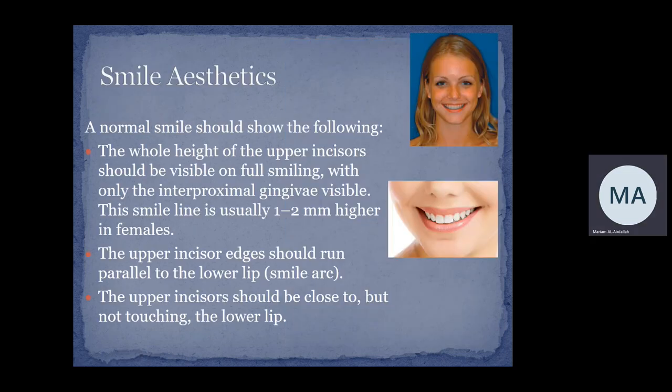Right. Smile aesthetics is another thing to look at during extraoral examination. During full smiling, the patient should show the full clinical length of the crowns of the upper incisors. Okay. For females, 1 to 2 millimeters of gingiva shown on full smiling is still considered aesthetic and still considered normal. Also, the lower border of the incisors on full smiling should follow the curvature of the lower lip. They should follow the smile arc, okay? But yet they should not be in touch with the lower lip.